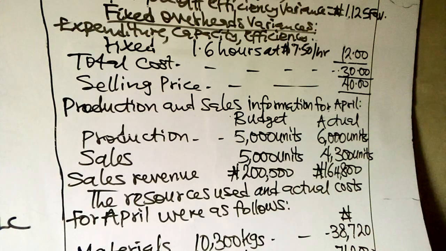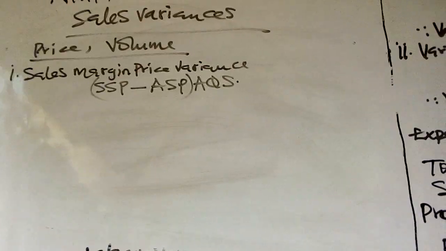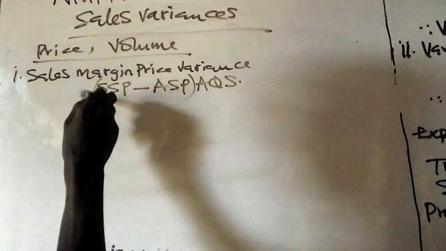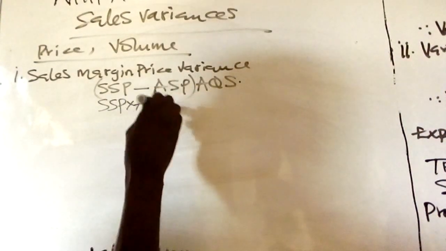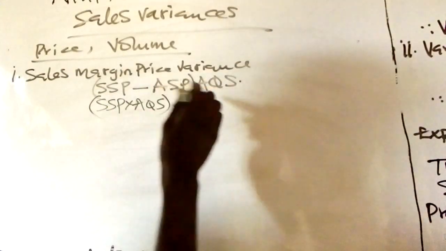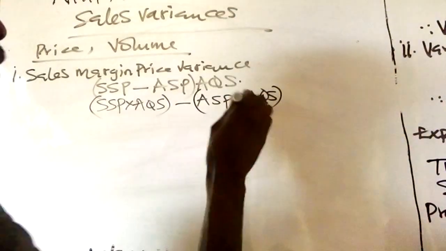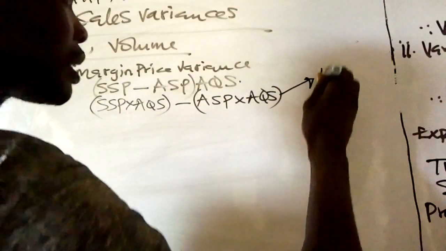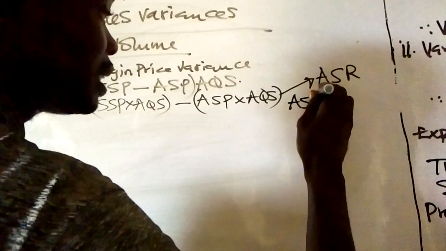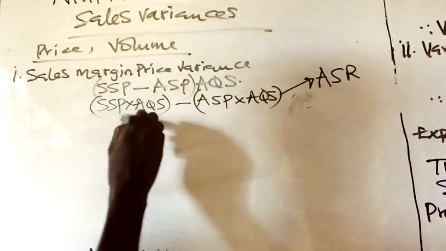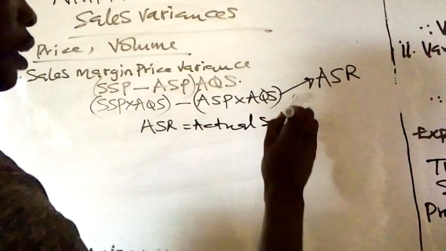and it's a continuous variable. Since it is a continuous variable, we try to avoid the rounding off error. So let's open the bracket. We have the standard selling price times actual quantity sold, minus actual selling price times actual quantity sold. The actual selling price times actual quantity sold is the same as actual sales revenue, ASR.